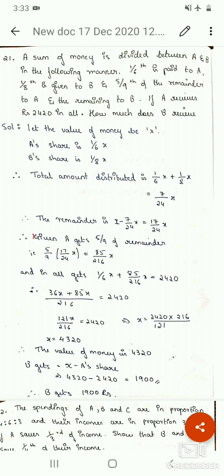Hello everyone, welcome to Commercial Arithmetic class. So we are dealing with the second unit, that is ratio and proportion. So in today's class, let us see some more problems.